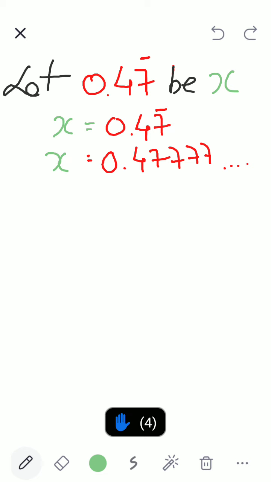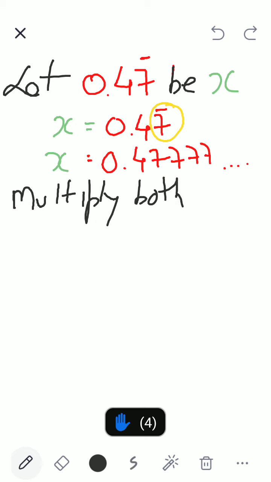Okay, now you'll have to be 10th ready. You'll have to prepare for 10th standard. Now you cannot say, sir, start writing. Let 0.47 recurring be x. x equal to 0.47 recurring. x equal to 0.477777. Now you have to see how many digits are recurring. Only 7 is recurring. Since one digit is recurring, what will we do? We will multiply both bags or both sides by 10.